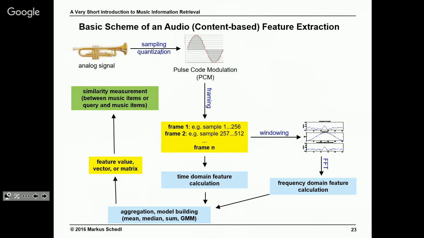Or you can also compute this, of course, between the query and the individual music items. So this really depends on the task. If you want to automatically create a playlist, for instance, like in this user interface I've shown you, then you have to compute similarities between the individual items. If you have a query and you want to match the query with the database, then you have to compute the similarity between the query and the items in the database, of course.